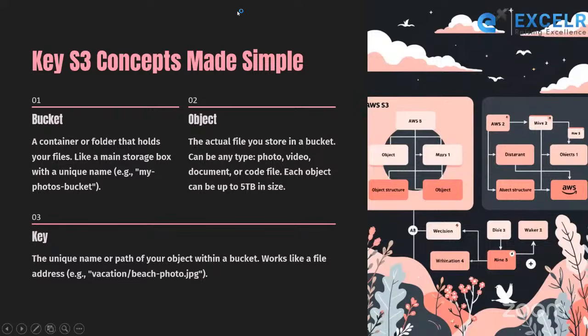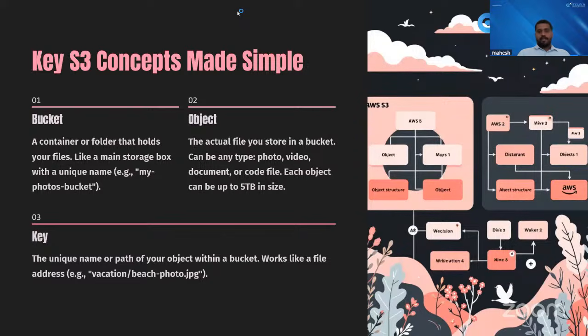There are some key concepts that are made simple. As I said very clearly, S3 is very simple and easy to create. We have the bucket concept. Generally, we create a bucket to store the data. It is like a container or a folder that holds your files, like a main storage box with a unique name. An example could be my photos bucket. So an S3 bucket is a kind of container or folder that holds your files, like a main storage box with a unique name, which is very important.